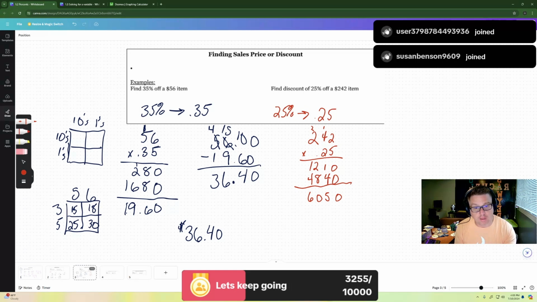Now, once we're done, count all of your numbers behind that decimal. There's only 2 of them. And now we're going to see that $60.50 is what we are going to take a discount off of the $242 item. So we are going to subtract $60.50. So we have to borrow again.